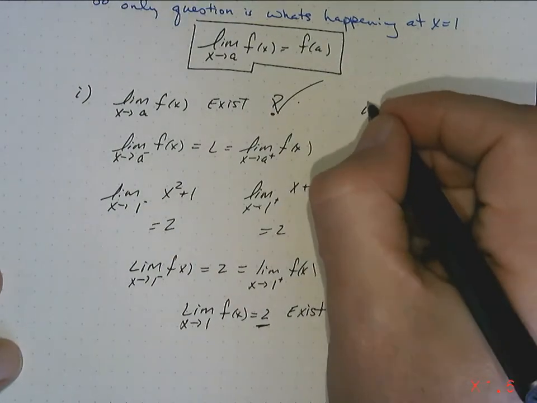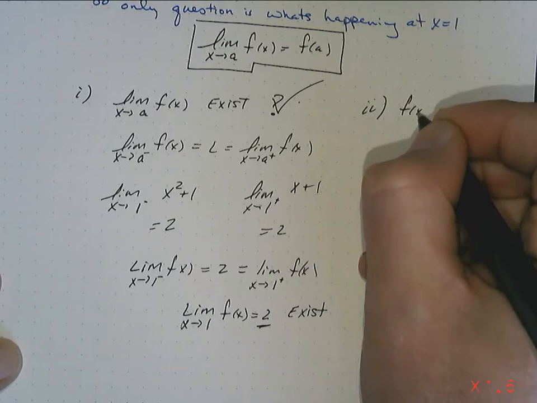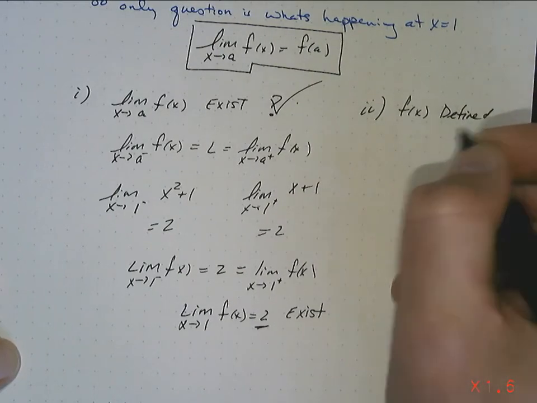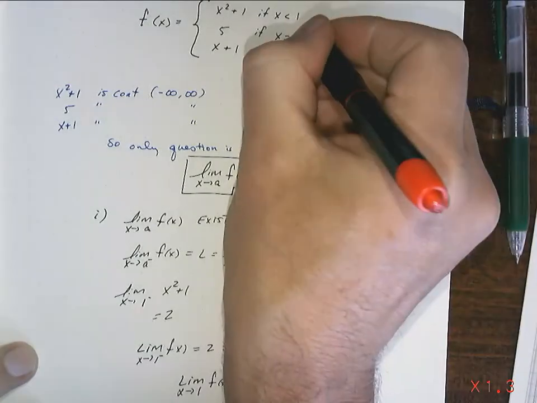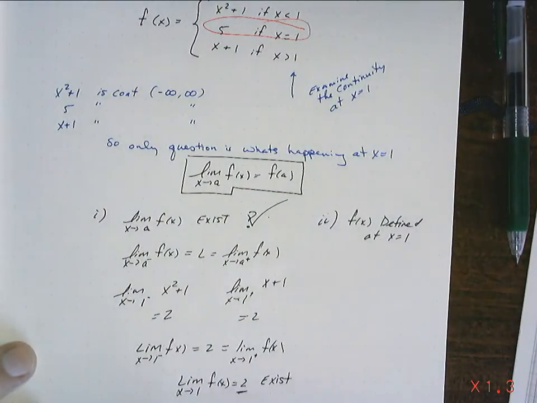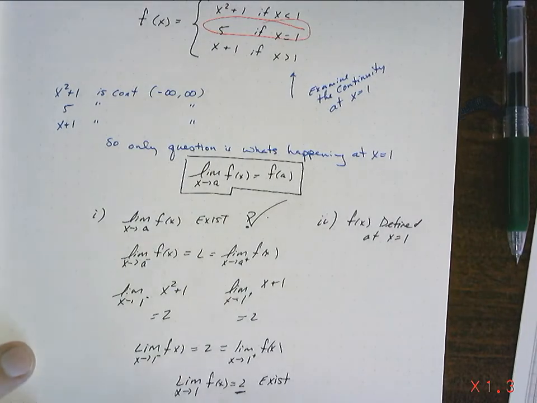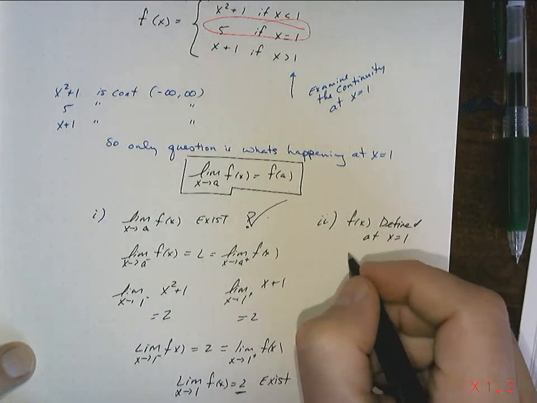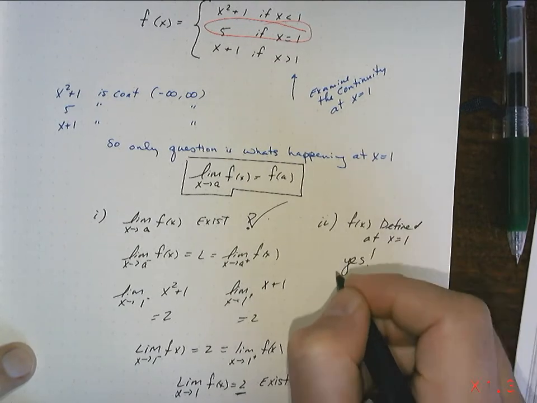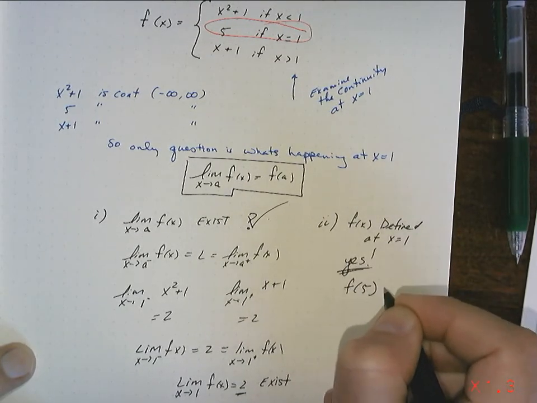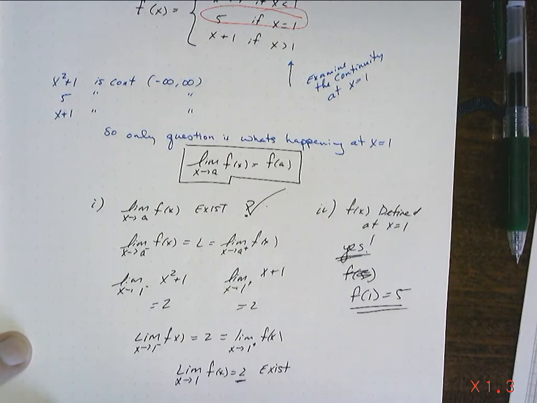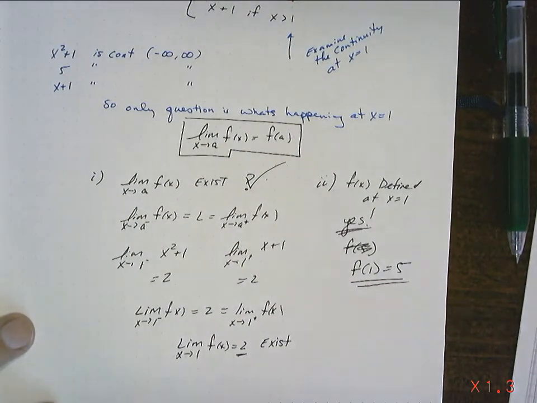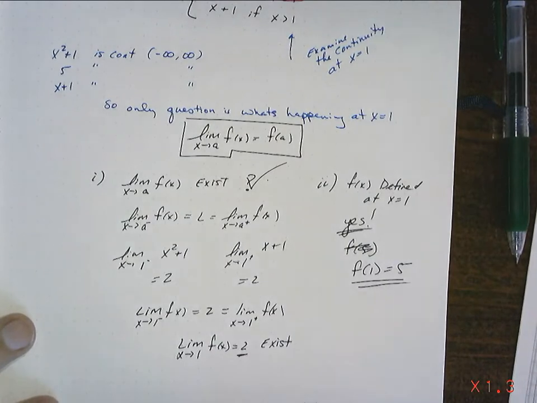Second question, second condition. Is f of x defined at x equals 1? The truth of that is answered right here. It's 5. Now, the fact that it's 5, nobody really cares. Now, it is 5, and you're absolutely right. So, yes, it is defined, f of 1 equals 5. So, yes, it equals 5, and that's wonderful. But more importantly, there's something there. Whether it's 5 or 7 or 12 or whatever it is, it's there.